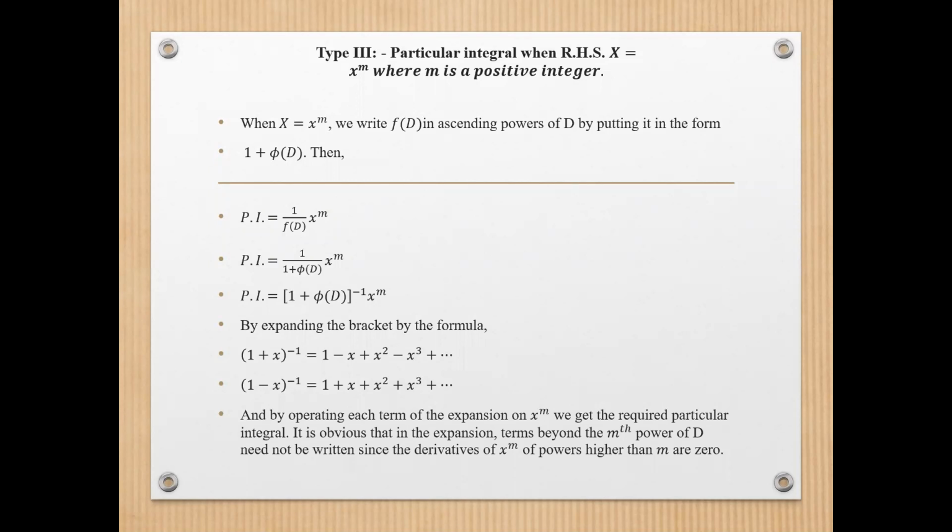Hi friends, in the last lecture we discussed how to find the particular integral when the right hand side of the equation is of the form e raised to ax, or sin ax, or cos ax. In this lecture we are going to deal with type number 3, the particular integral when the right hand side is of the form x raised to m, where m is a positive integer.